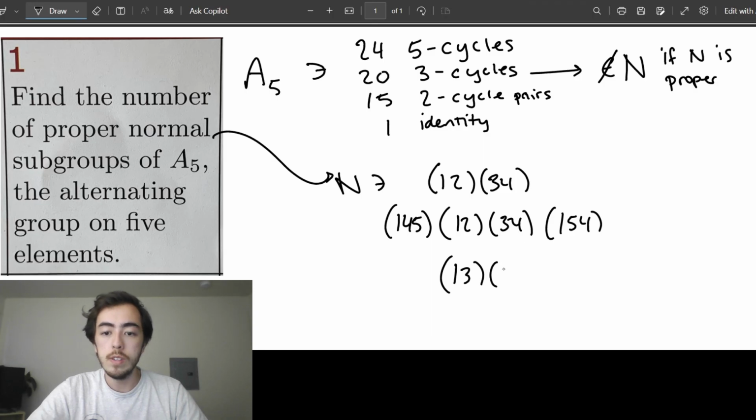Cool. And then 2 goes to 1, which goes to 5. And 5 goes to 1, which goes to 2. We're done. And we should just check that 4 doesn't do anything. 4 goes to 5, and then back to 4. Cool.